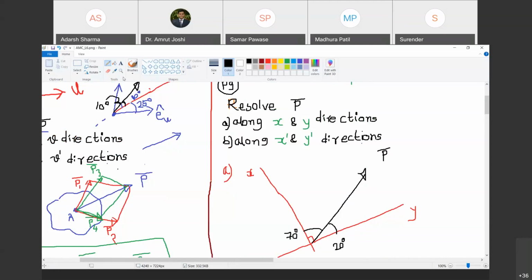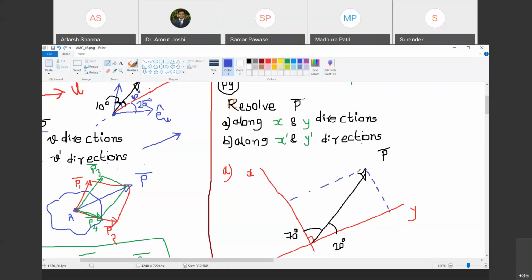Do you agree? Yes, sir. So how do we do that? We complete the parallelogram. So from the tip of P, I draw a line parallel to X, and from the tip of P, I draw a line parallel to Y. Are you with me? Yes, sir.